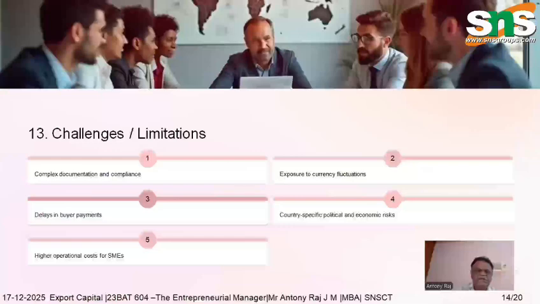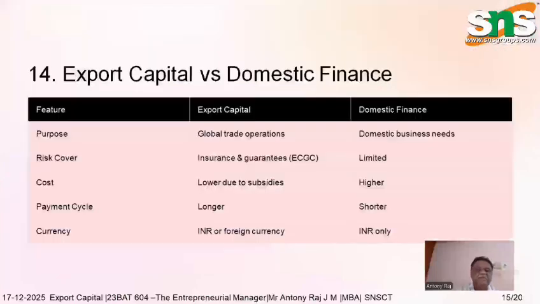These are some of the challenges and limitations. The documentation is quite complex, and compliance is also very challenging here. Currency fluctuations, because of the international nature of the currency, are also a huge risk. Buyers sometimes delay payments, and there is also risk associated with the country and the economy in which importing and exporting is done, and high operational cost.